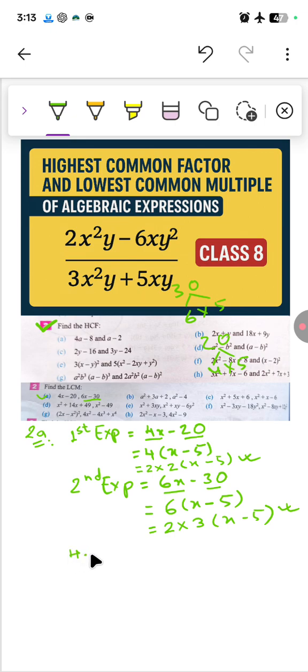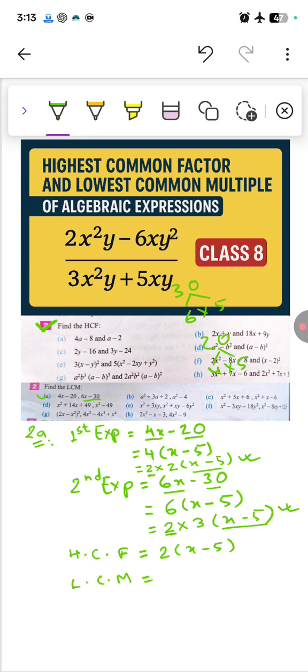Now let us find between these two expressions, two product forms, what is common. I'll do HCF also for you, and then after I'll go for LCM. So HCF means only the common one. So 2 over here, 2 over here also, first expression and second expression. In both we have 2 as common. First expression we have x minus 5, second expression also we have x minus 5. So the HCF for the given expressions 4x minus 20 and 6x minus 30 is 2 multiplied by x minus 5.